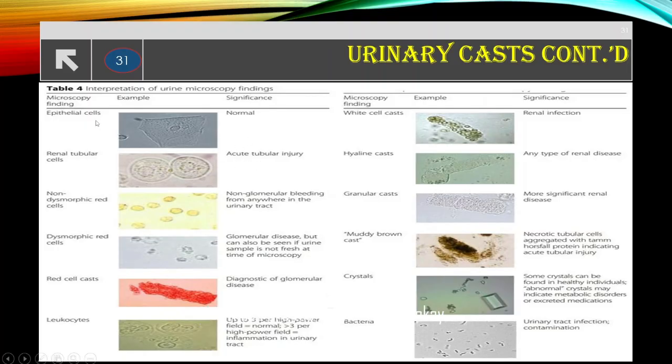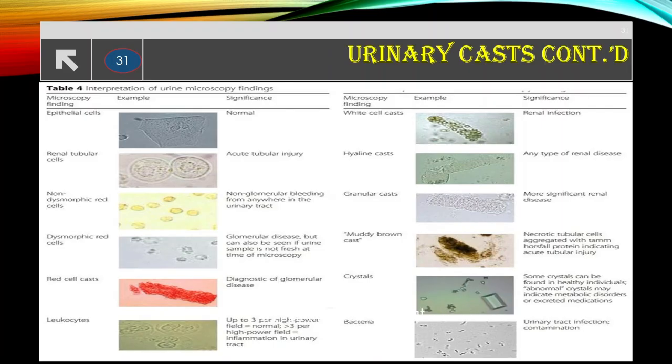these are the epithelial cells, and that's your normal thing, because you have cells that are shedding from the urinary tract. Then you can also have renal tubular cells. Remember, we said under the cells you can have epithelial cells. Okay, these are the renal tubular cells. You can have non-dysmorphic red blood cells, which tells you the bleeding is not glomerular in origin. It's from anywhere else in the urinary tract.